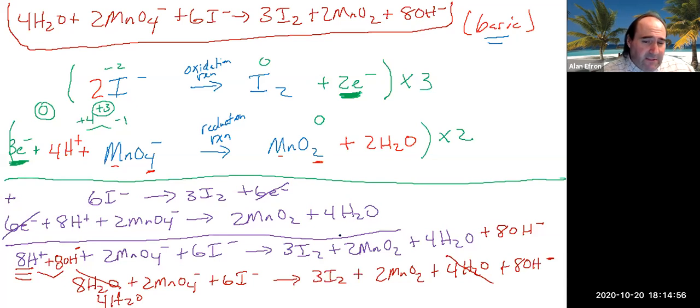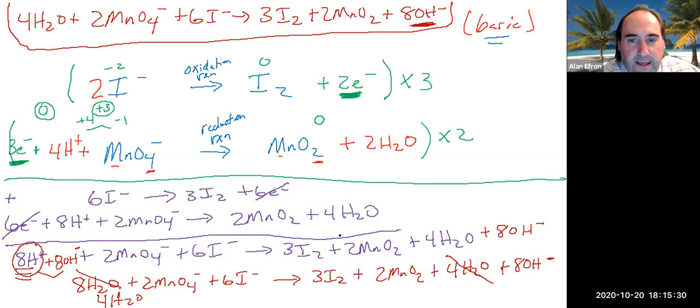By the way, we know this is basic conditions because we ended up with OH minus in the final reaction. Just like before we added the OHs, we ended up with H plus. That's how we would have known that would have been acidic. So H plus will always show up in the end in acidic reactions when you're done balancing them. OH minus will always show up in basic conditions when you're done balancing them. Any questions on that particular one there?